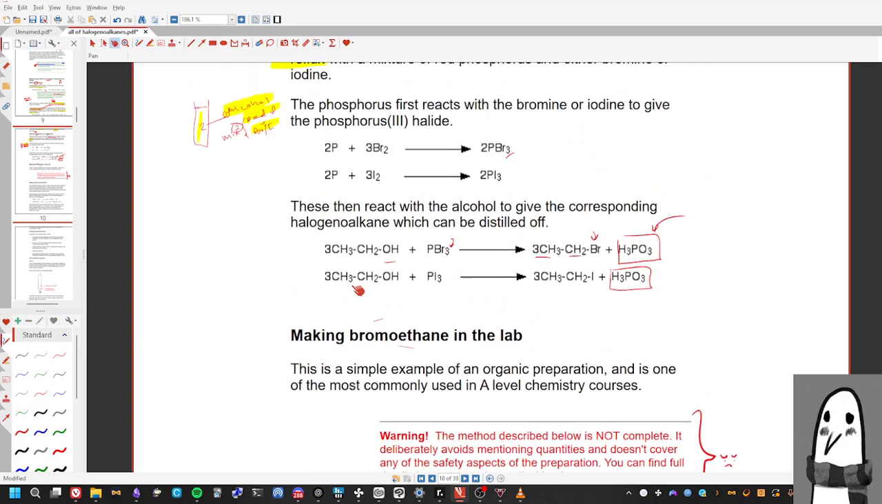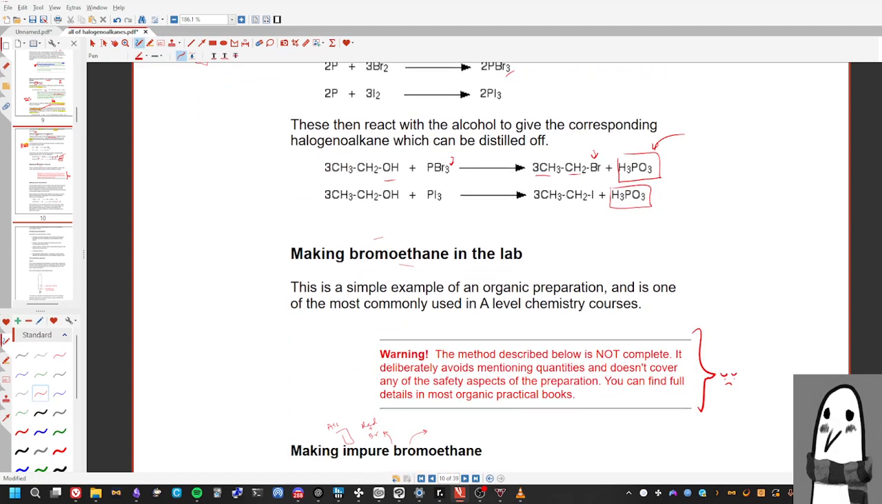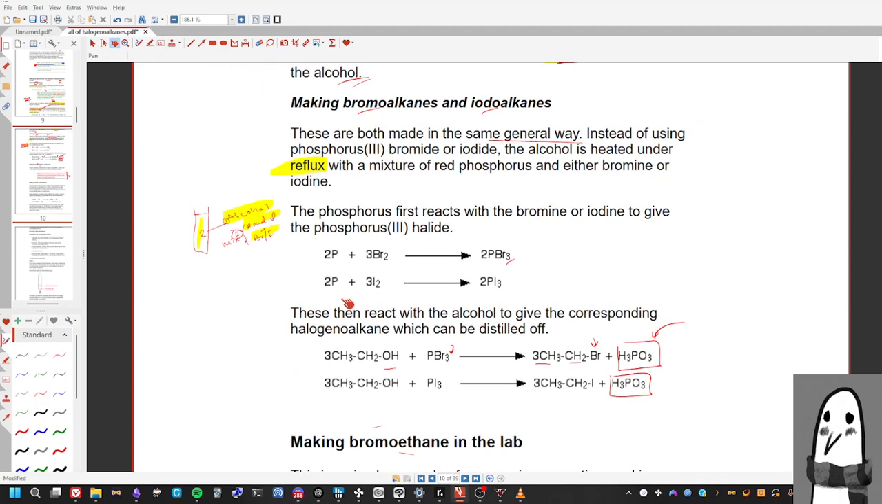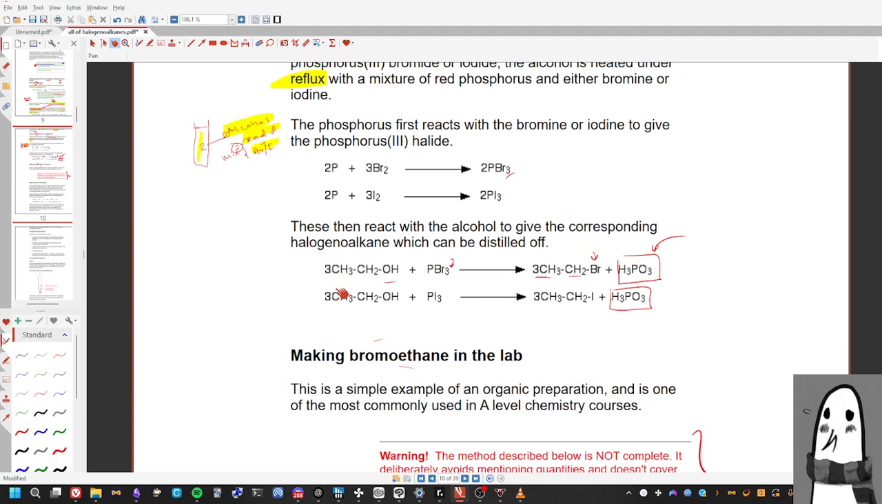What were the two halogens? Bromine or fluorine? No, bromine or iodine. Those are the only two. You can imagine them as the ones on the bottom as you go up a little bit. This is iodine, this is bromine. Not chlorine, not fluorine.